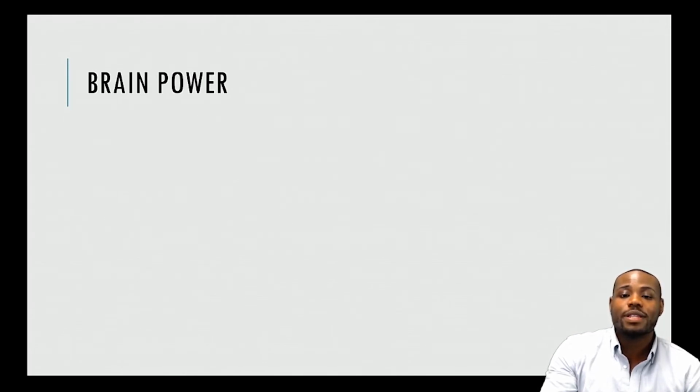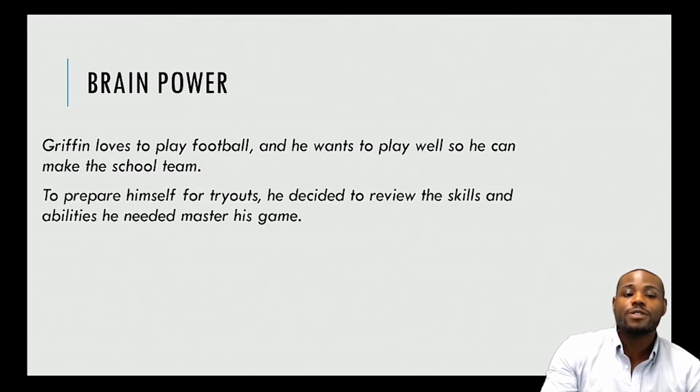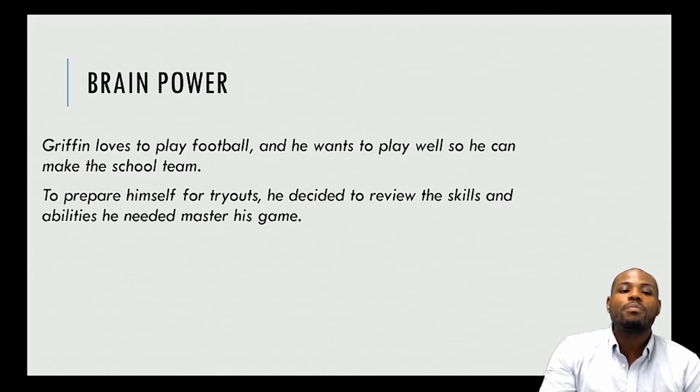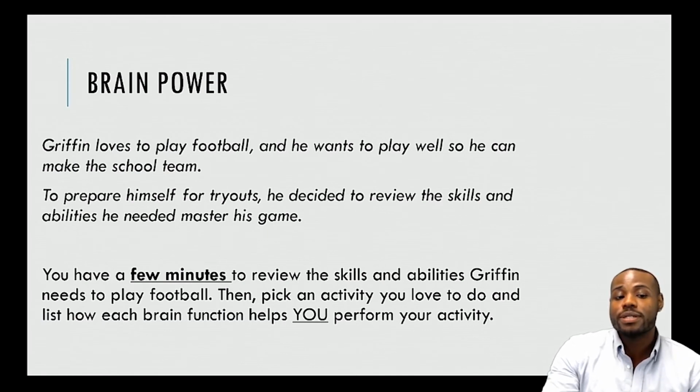All right, now that we have gotten there, so we have our friend Griffin. So Griffin loves to play football, and he wants to play well so he can make the team. He wants to make his school team, right? So to prepare himself for tryouts, he decided to review the skills and abilities he needed to master this game. All right, so if you look on page 21, you should see Griffin's interests and then how each part of his brain helps him with playing football or could help him make the football team, right? All right. So you guys, you have a few minutes to review the skills and abilities of Griffin in his playing football and how he will get to his ultimate goal of making the football team.